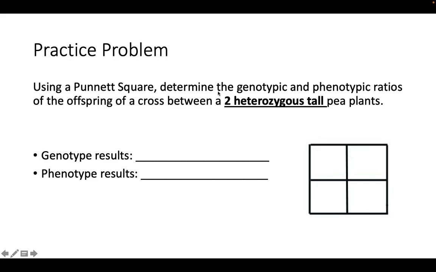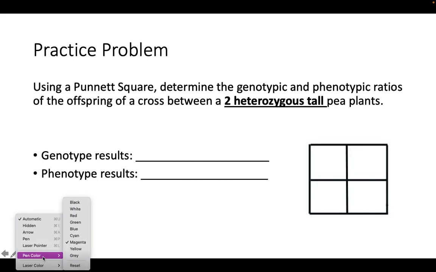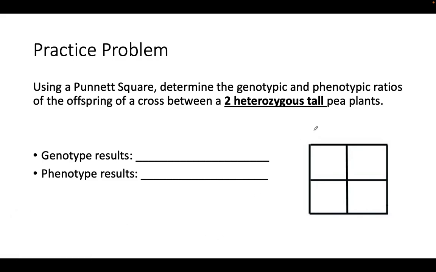Okay, using a Punnett square, determine the genotypic and phenotypic ratios of the offspring of a cross between 2 heterozygous tall pea plants. Now, if you remember back to Mendel, he started off with 2 purebreds, but when the 2 purebreds were put together, we ended up with 2 heterozygous pea plants. So we're going to have 2 heterozygous tall.